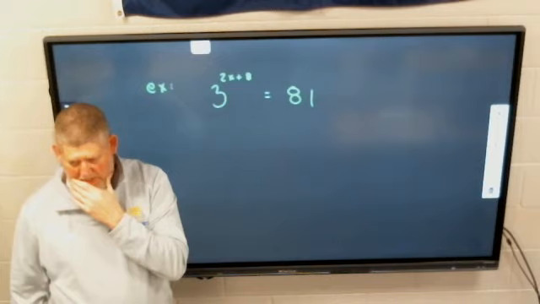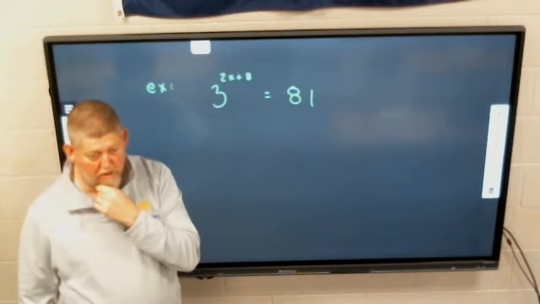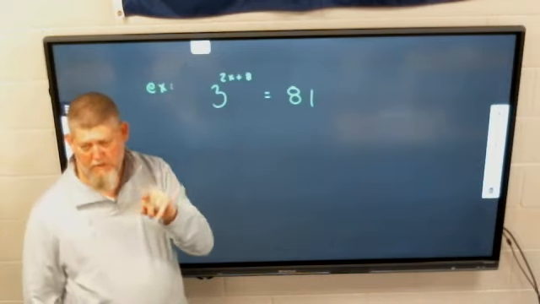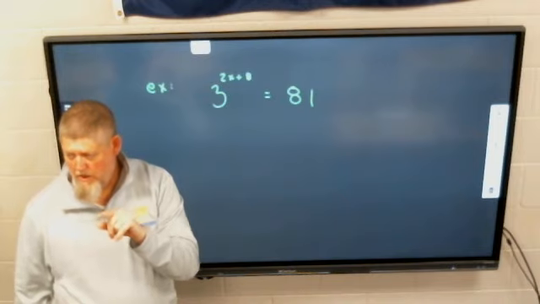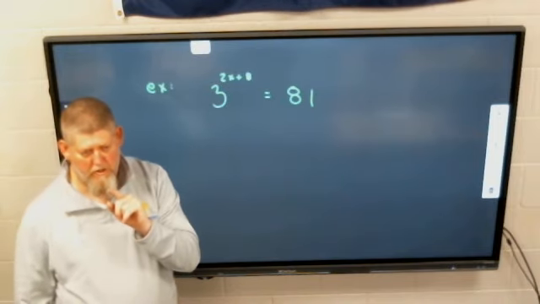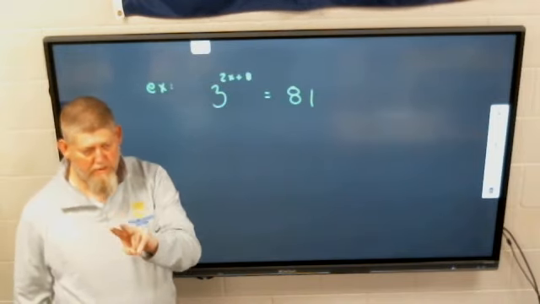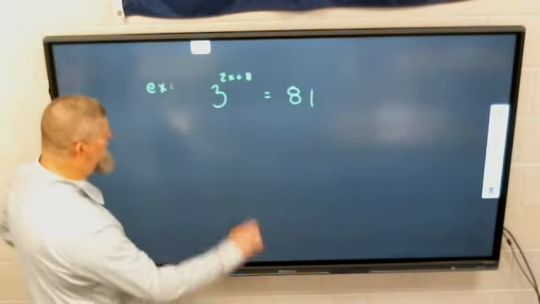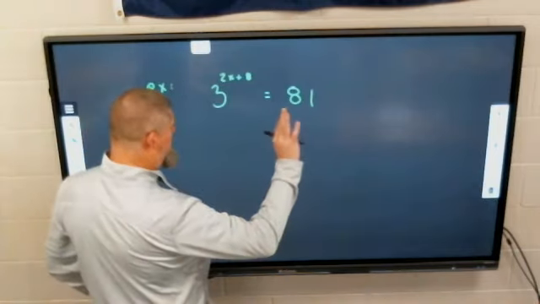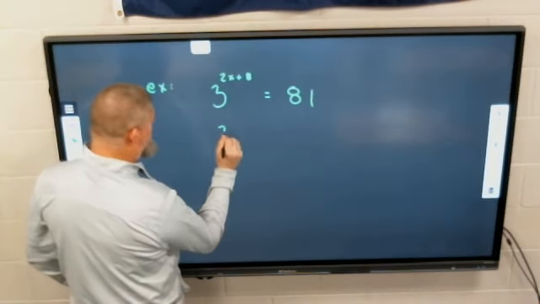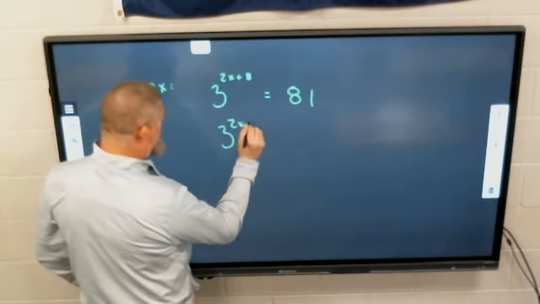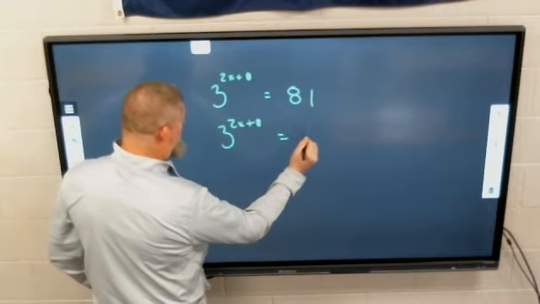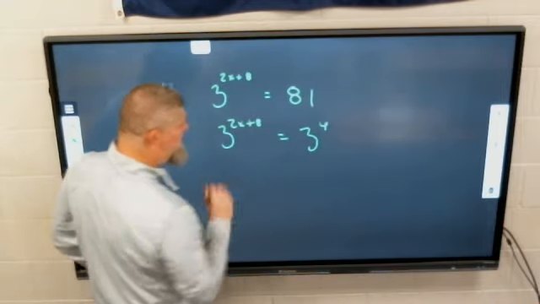I know someone knows it. Yell it out. 3 to the 9th would be much bigger than 81. 3 to the 6th would be much bigger than 81. 3 times 3 is? Nice and loud. 3 to the 4th. Very good. 3 times 3 is 9, times 3 is 27, times 3 is 81. So I can rewrite this as 3 to the 2x plus 8 equals 3 to the 4th.